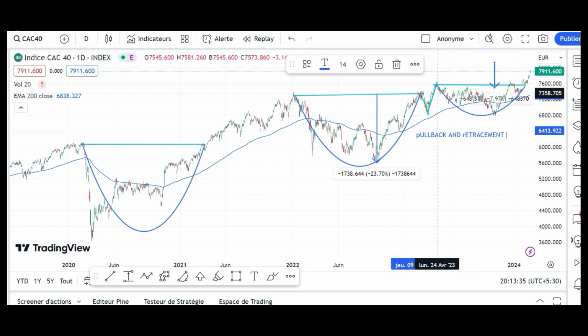Now, with the pullback and retracement, one new cup got formed, which basically explains that all the weak people who had invested in the stock got afraid and tried to sell all their investments over here, and once again the stock went high. Now this is at an all-time high, and the question is whether this stock will go higher or not.